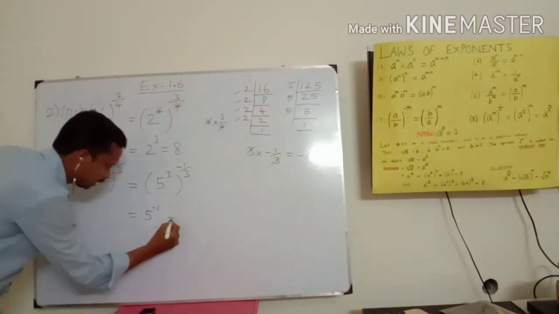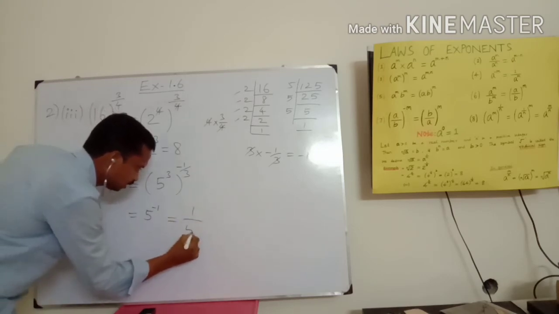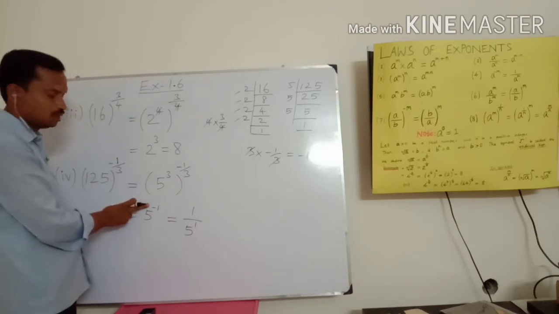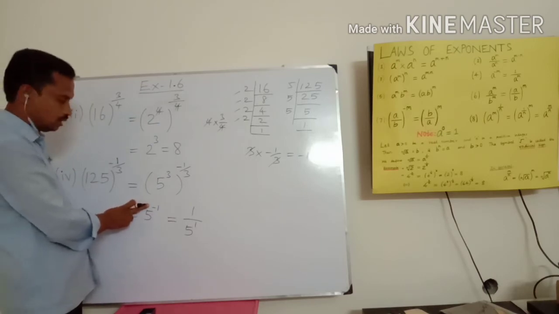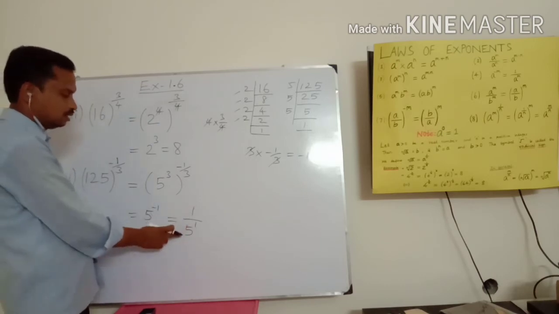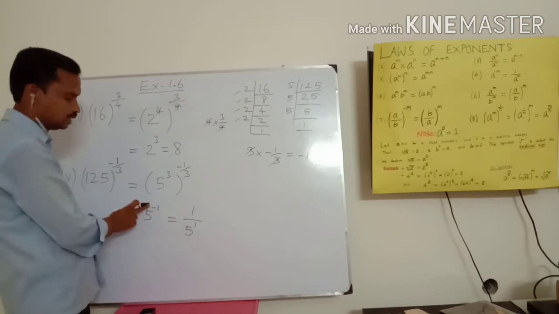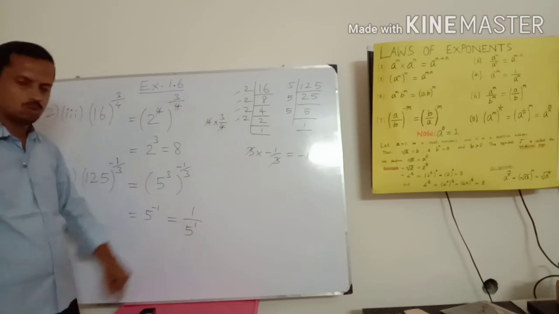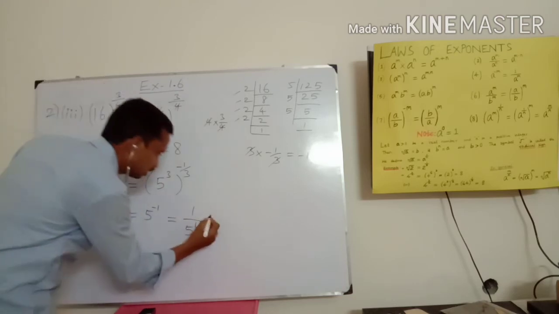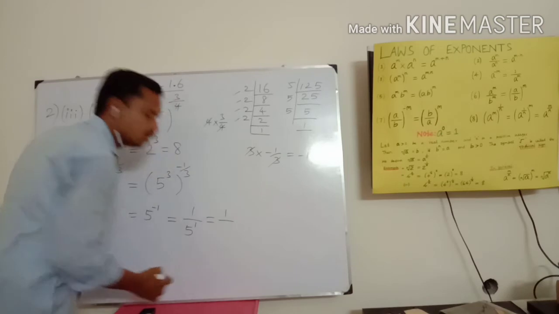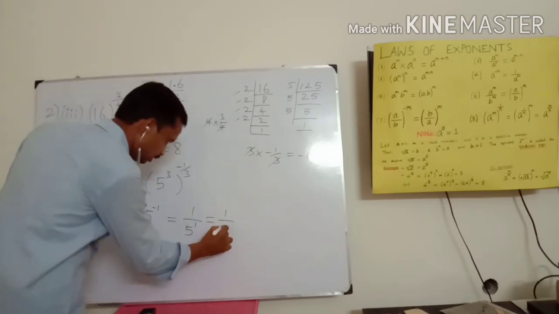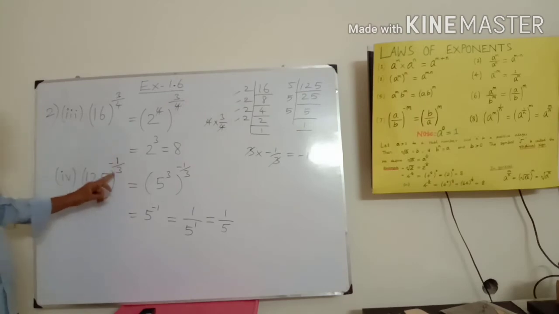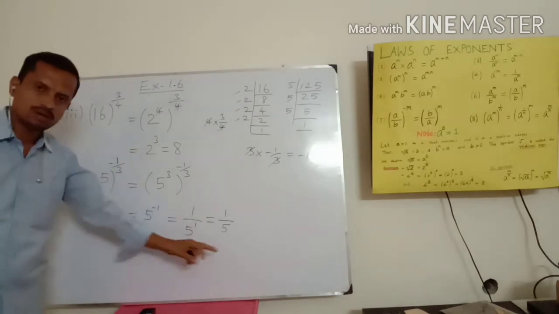You can write this as 1 by 5 power n. So here the exponent is minus 1. By writing in reciprocal, the negative exponent minus 1 becomes plus 1, that is 5 power 1. 1 by 5 power 1, and 5 power 1 is 5. So 125 whole power minus 1 by 3 becomes 1 by 5.